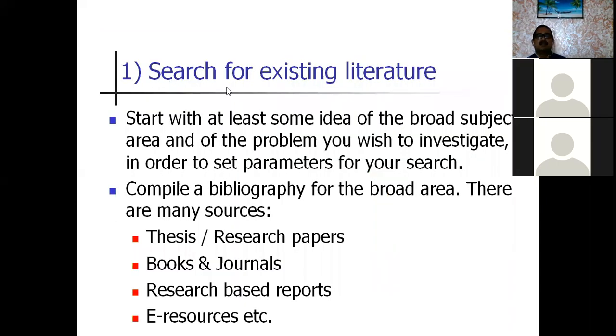So this is the search: how to search for existing literature. What literature can be important for you? Start with at least some idea about a broad subject area and or the problem which you want to investigate, and compile a bibliography. We say that this is a working bibliography. You compile that working bibliography in a synopsis. You see, we always include one bibliography. That bibliography is a working bibliography only. That is a proposed bibliography.